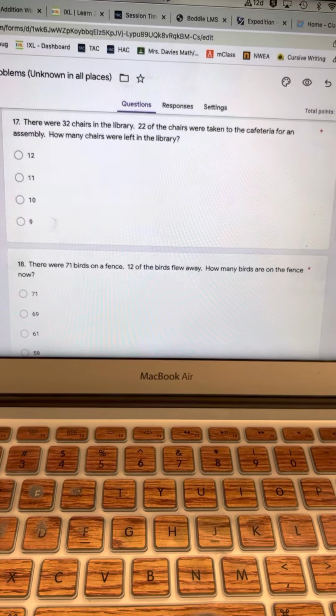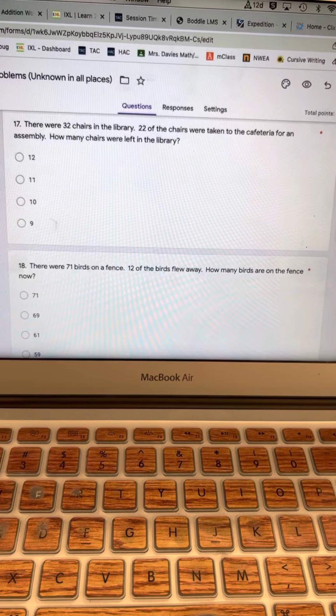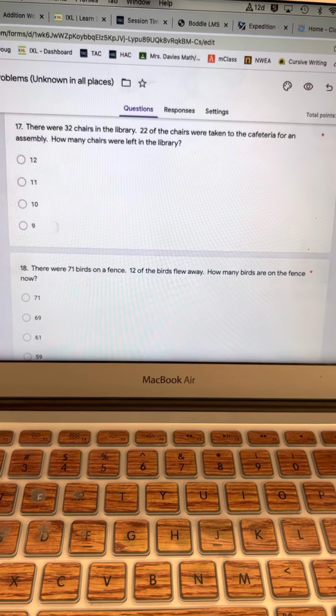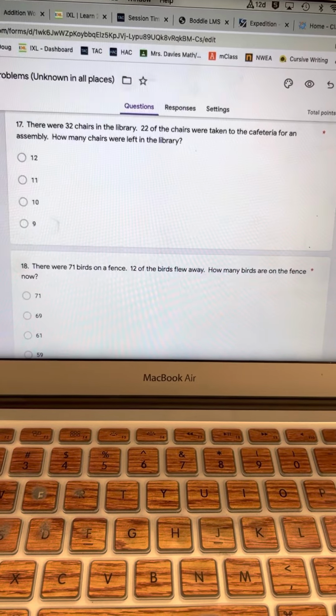Number 17, there were 32 chairs in the library. 22 of the chairs were taken to the cafeteria for an assembly. How many chairs were left in the library?